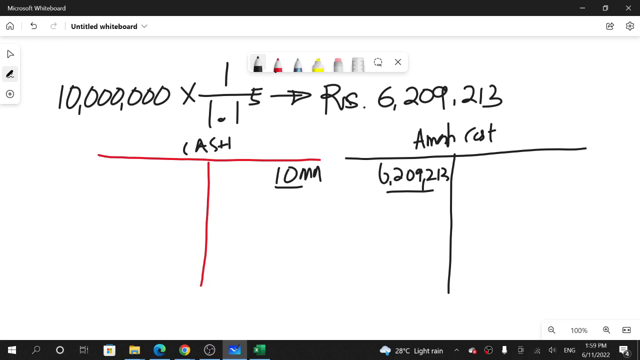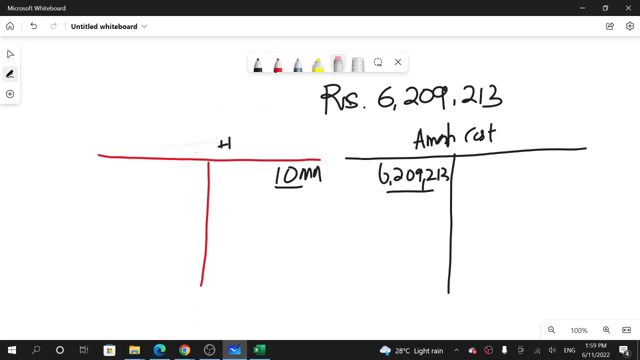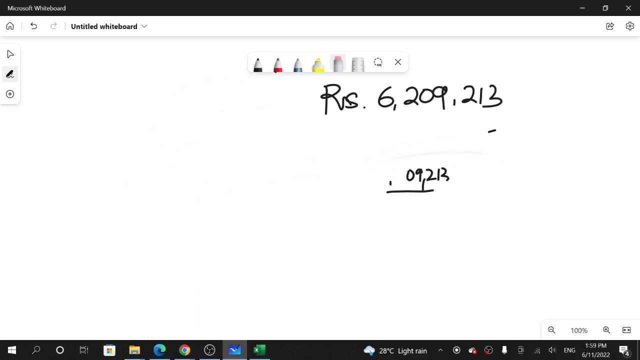Then write down a small topic called subsequent measurement. How you subsequently recognize this? That amortization schedule we need to take. So you can take, this is in years.